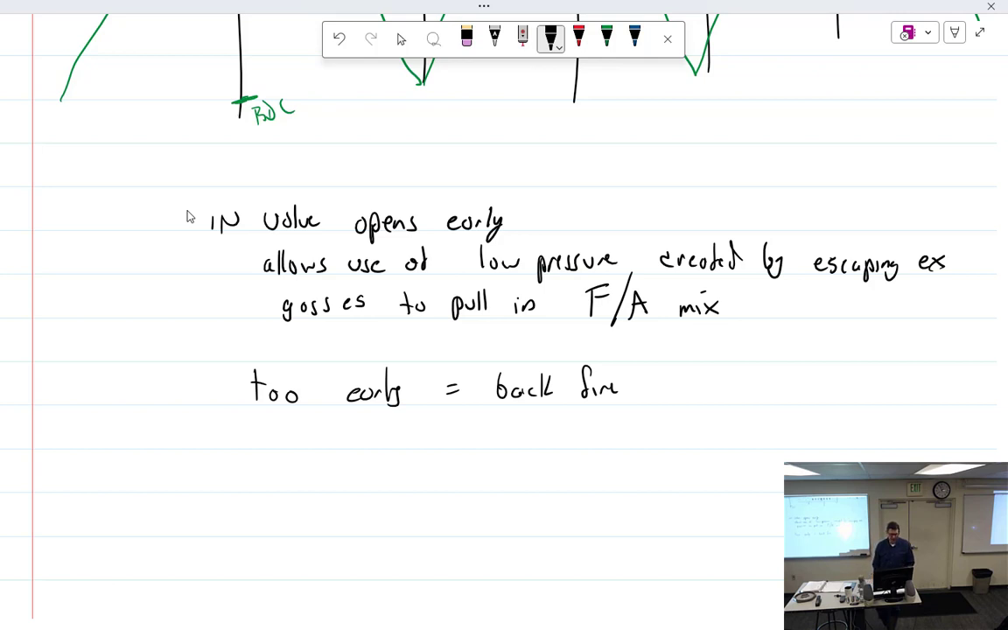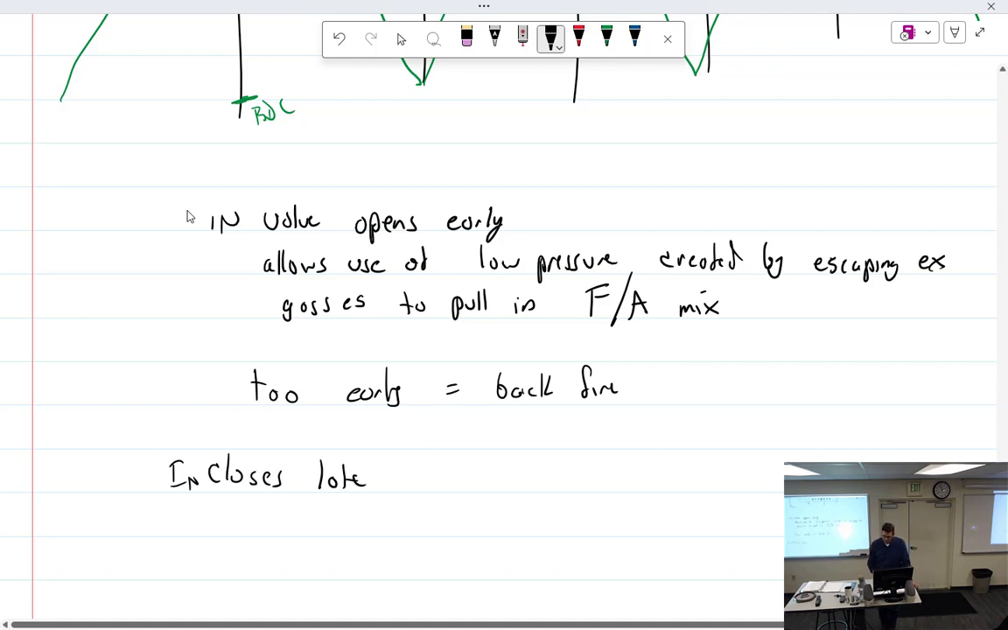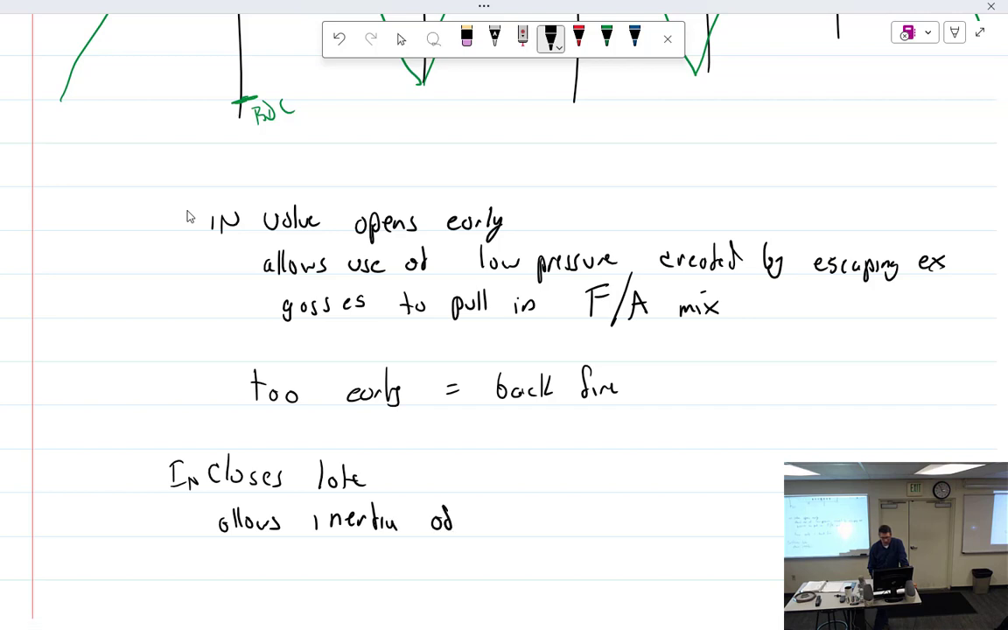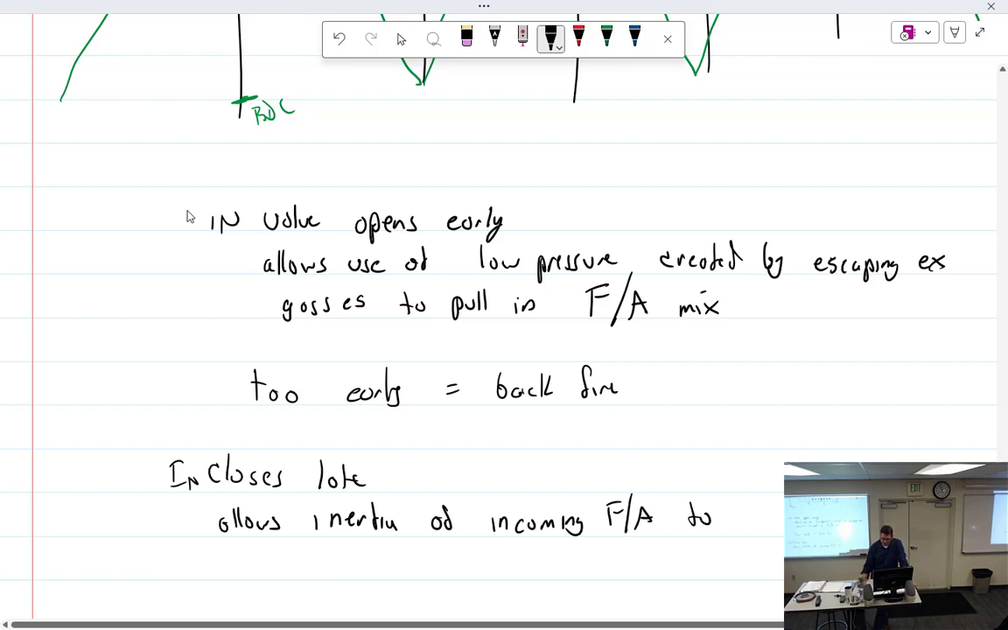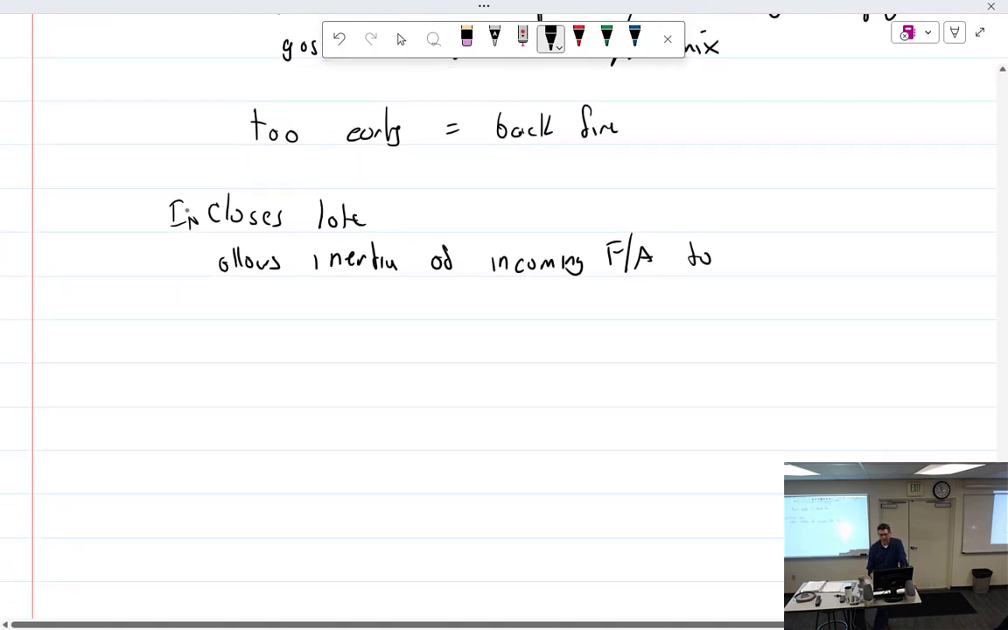And let me see. Intake closes late, and that allows inertia of incoming fuel air to fill the cylinder more.